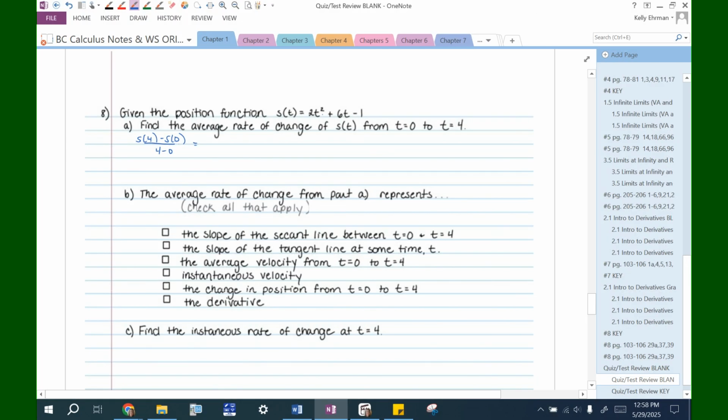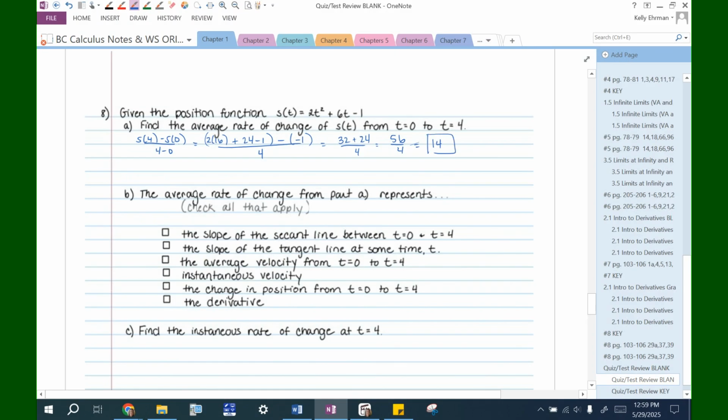So let's plug 4 into this. We get 2 times 16 plus 24 minus 1, minus, plug 0 into this, you get minus 1, over 4. Now this is negative 1 plus 1. So I really just have to do 32 plus 24 over 4, which is 56 over 4. That goes in 4 once, 14 times. So the average rate of change is 14.